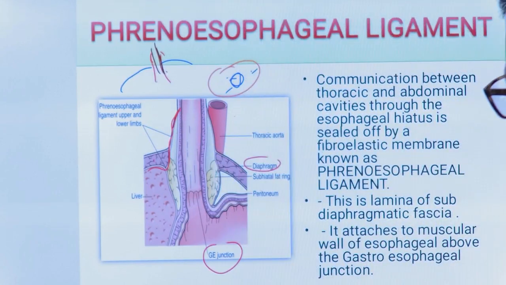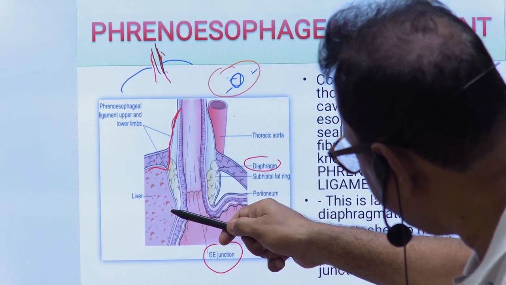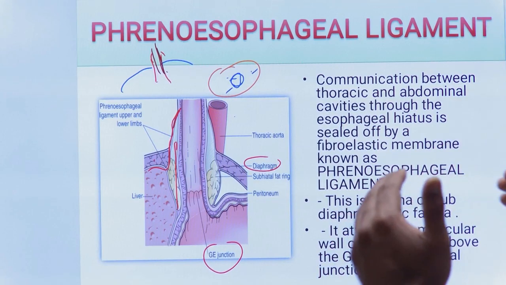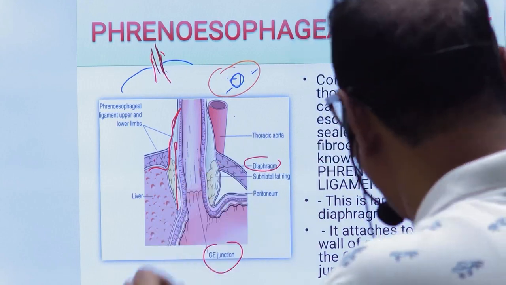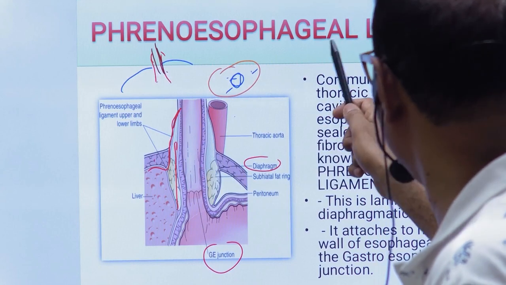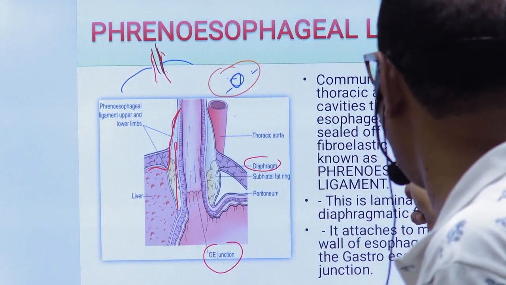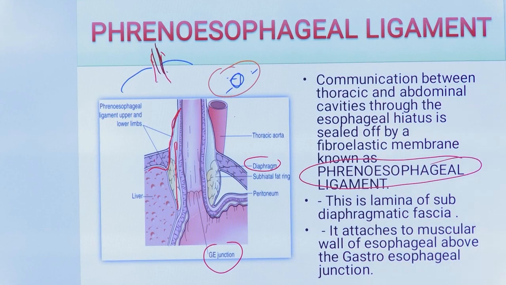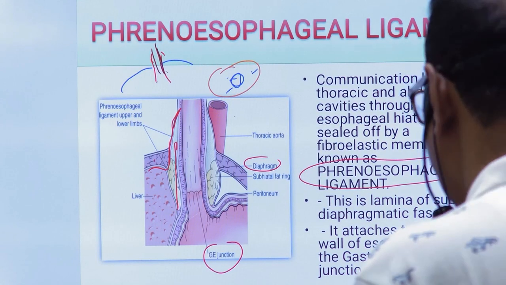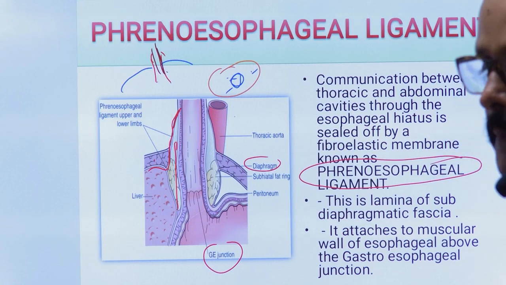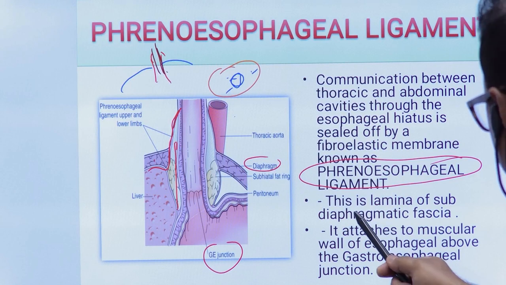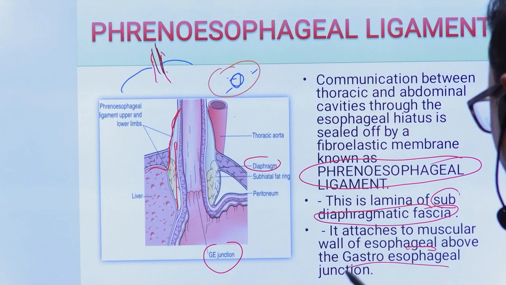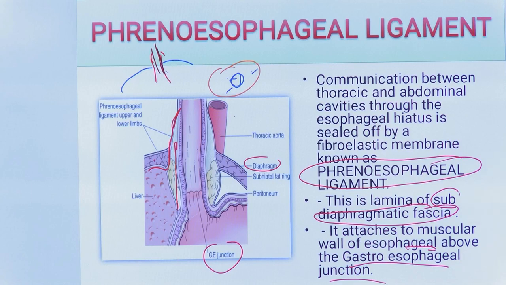So it will not allow any structure to pass through this, as it is attached to the neck of the esophagus. So this is the role of the pharyngeo-esophageal ligament. It is the communication between the thoracic and abdominal cavity through the esophageal hiatus, sealed off by the fibroelastic membrane known as the pharyngeo-esophageal ligament. It actually seals the connection between the thoracic and the abdominal cavity, which is created by the passage of the esophagus. Now, this is the subdiaphragmatic fossa. It is attached to the muscular wall of the esophagus, just above the gastroesophageal junction.